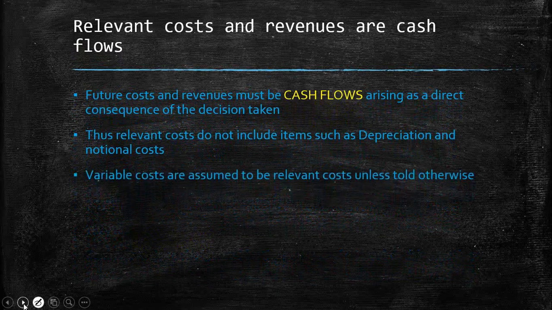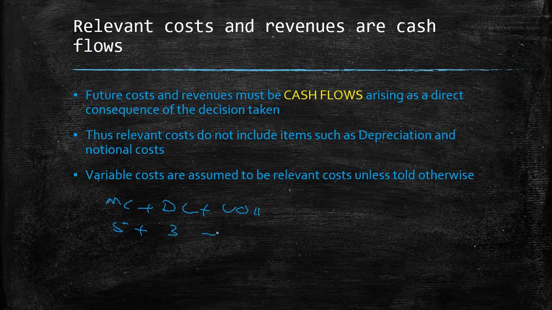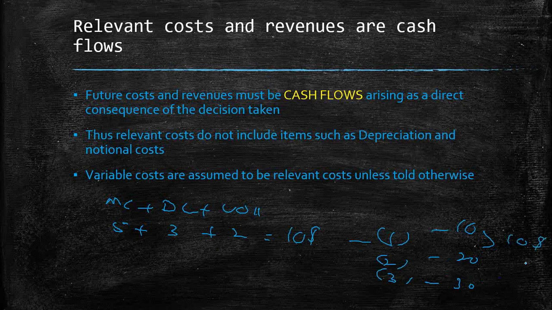So items like depreciation, notional cost will not come. Surely the variable cost is a relevant cost, because if you are producing per unit, shall we say the variable cost? Variable cost is what? Material cost, labor cost, and variable overhead. So let's assume to produce one particular unit it takes $5, $3 direct labor, and variable overhead is $2, or $10. So if you produce one unit, the cost is 10. If you produce 2 units, cost is 20. 3 units, cost is 30. So the relevant cost is the incremental cost, which is $10.